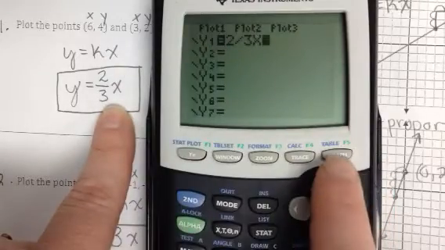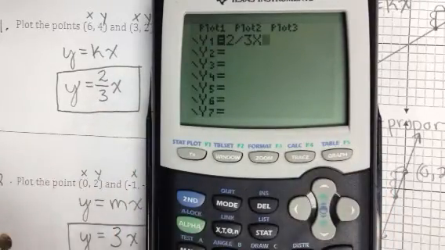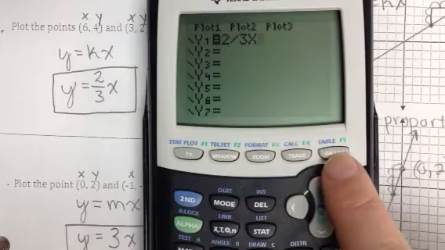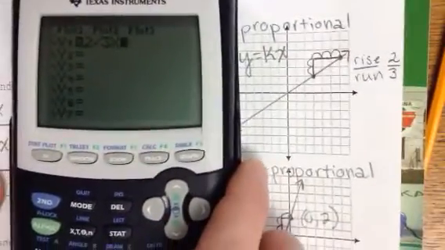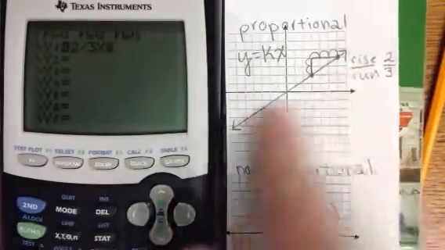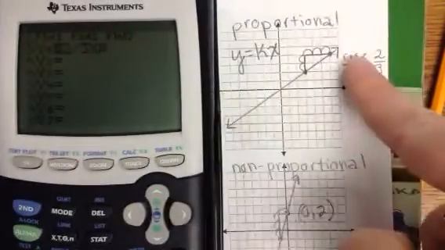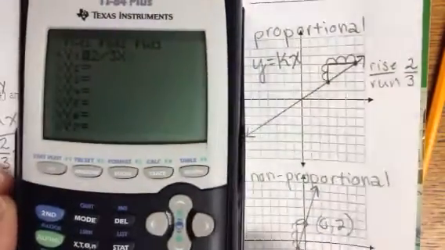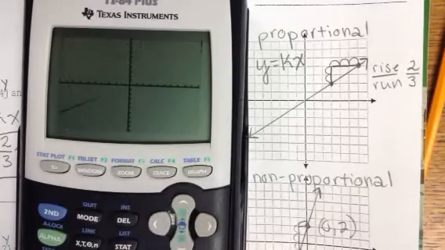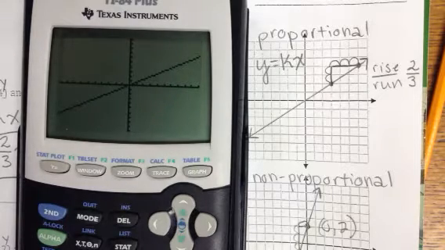Okay, now over here the very top right button, it says graph. So whenever we hit graph, we'll check to see if it matches this line, because we said this line was that equation. So let's see if it looks right. Hit graph and you'll watch it draw it. So notice that the slope looks very similar and that it's also going through the origin, so it matches so far.